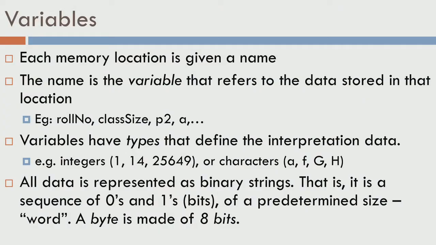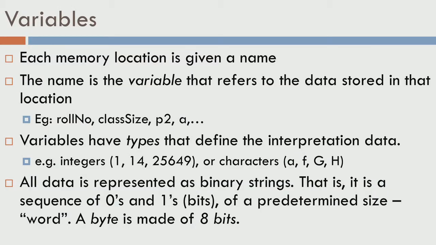When you say A, the variable name A, you are actually referring to the value at the location that we are going to call A, and when you say A times B, it is going to take the value at location A and the value at location B and multiply them together. So, the name is actually referring to the data, and you usually have names which make some sense to you. It could be roll number, class size, or in our example we use P2, A, B, etc.